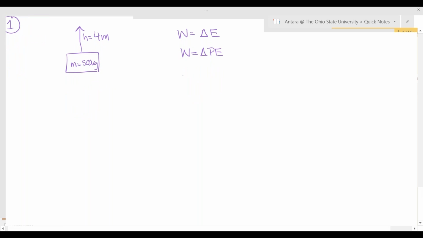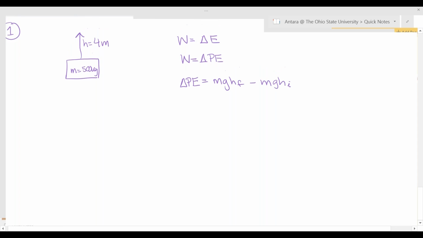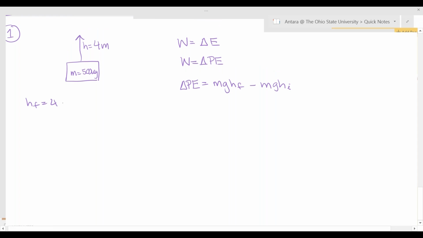Now, change in potential energy is equal to the final height, or the final potential energy minus the initial potential energy. So the final height is 4 meters, but the initial height is 0 meters. And the mass stays the same at 500. So let's go ahead and find this change in potential energy.